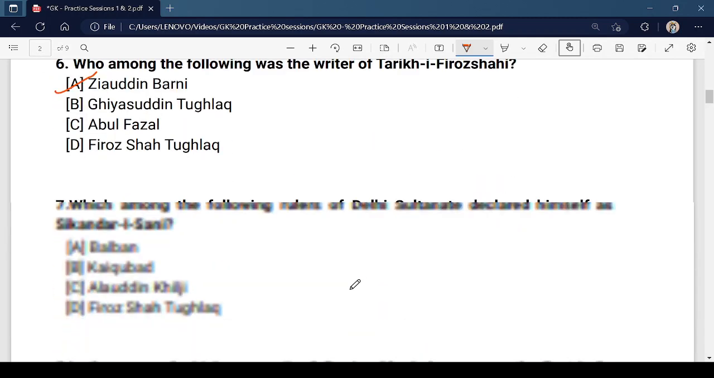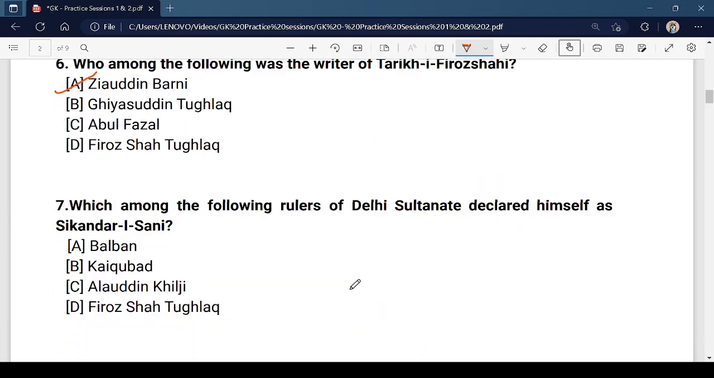Next, which among the following rulers of the Delhi Sultanate declared himself as Sikandar-i Sani? This is a very important question when it comes to the Delhi Sultanate period.